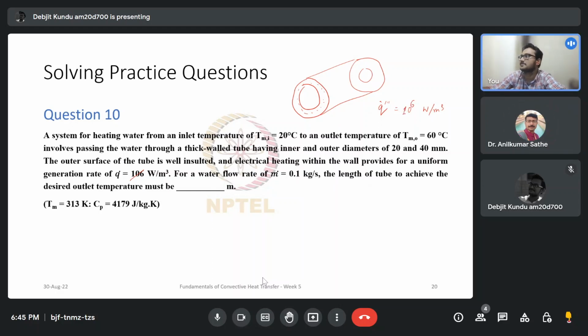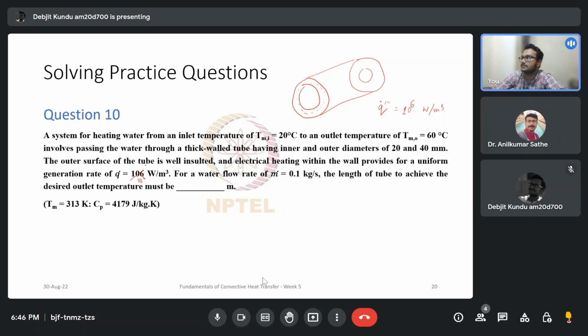10 to the power 6 watt per meter cube. The value doesn't matter. So let's take 10 to the power 6. Such kind of problem is asked in assignments also, but it has a 10 raised to some power value. Maybe there is some typo here. Anyway.